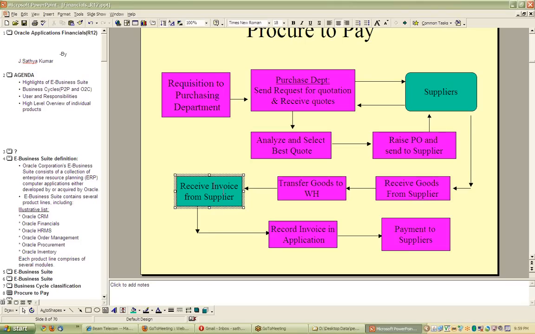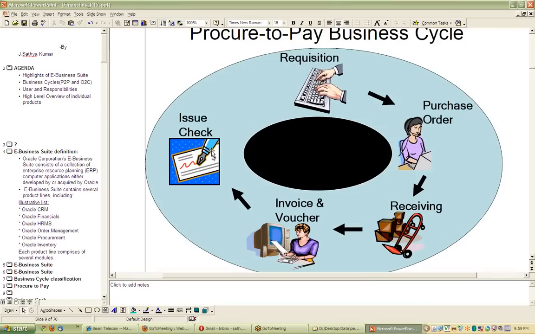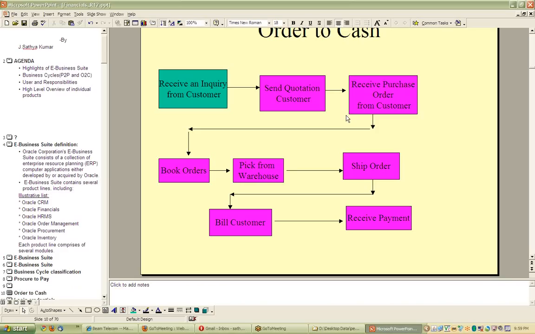Do you have any doubts in this procure to pay cycle? No, I'm fine with this. Okay. Now, in short, you have a requisition, then based on which a purchase order is raised, you receive the goods, invoicing, then issue of checks. Okay. Now, on the sales side, we have this order to cash cycle.